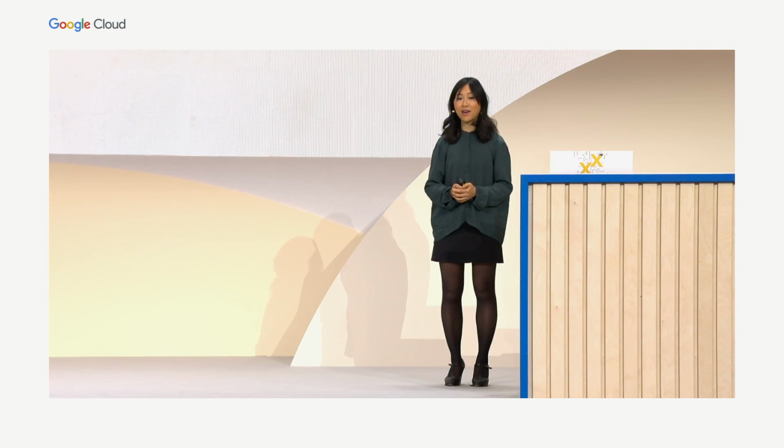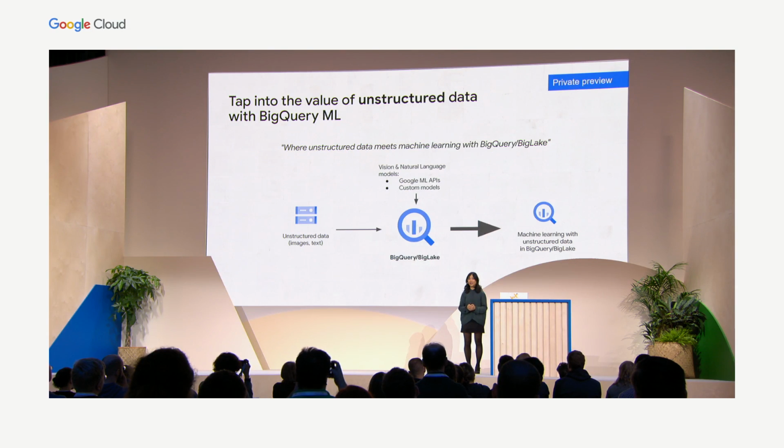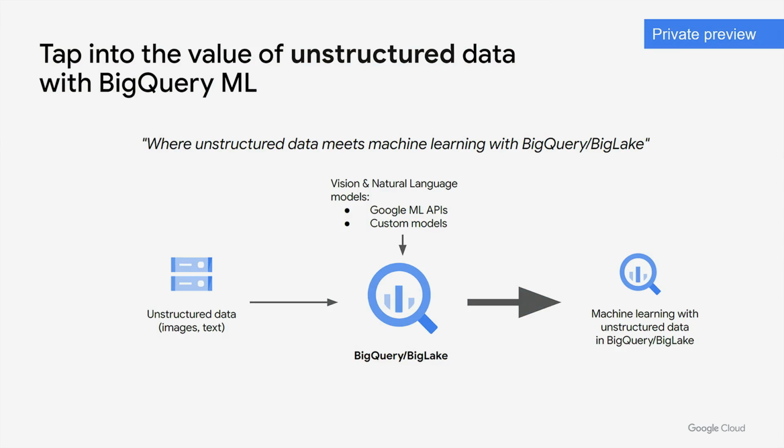And lastly, I want to leave you with a very exciting private preview feature we have on BigQuery ML. Before, you could only use BigQuery ML on structured data. But now you can actually tap into the value of BigQuery ML with your unstructured data as well. This means that if you have a lot of images or text files stored in Google Cloud Storage, you could leverage BigLake and BigQuery ML to extract value using machine learning. How can you do this?